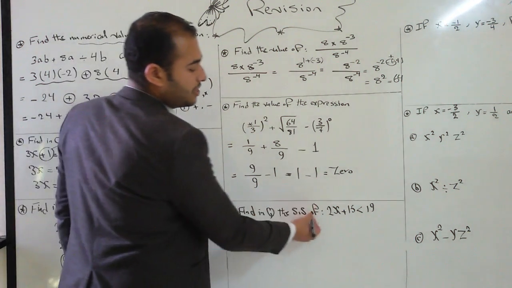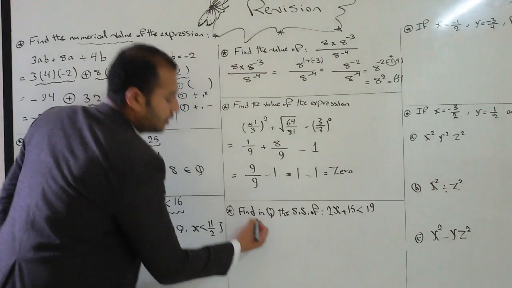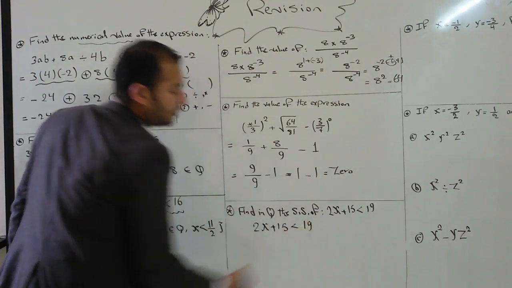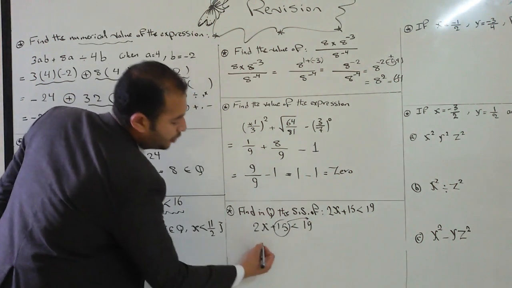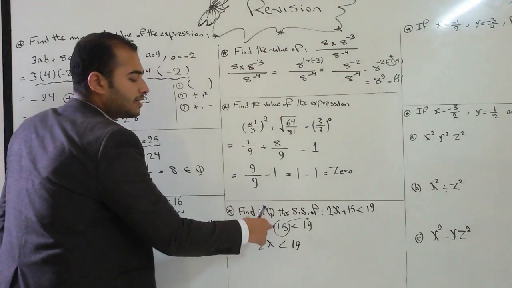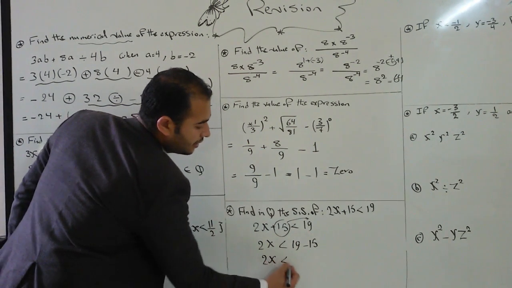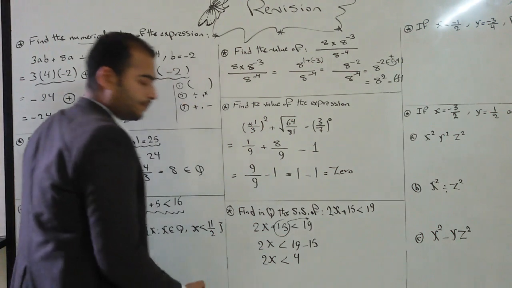Find the rational number solution set of 2x plus 15 less than 19. First, move 15 to the other side by the opposite operation: 2x less than 19, here plus 15 will be minus 15. Then 2x less than 19 minus 15 equals 4.